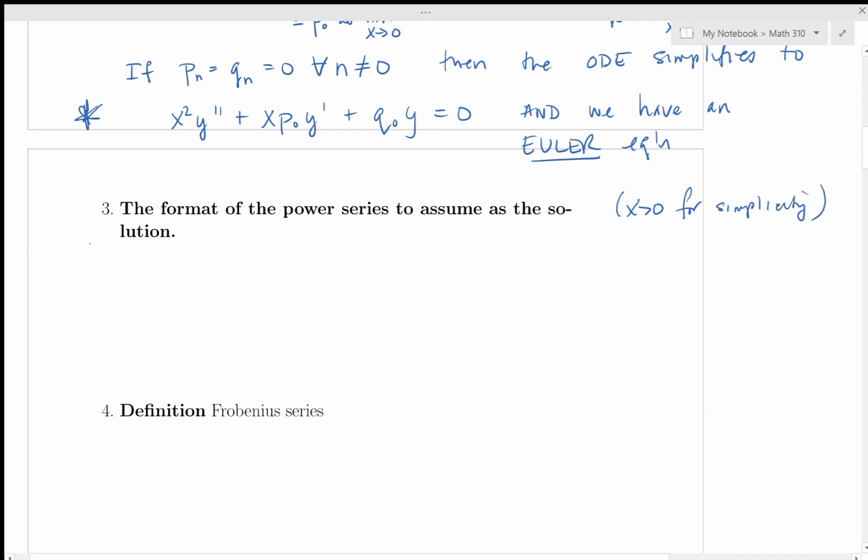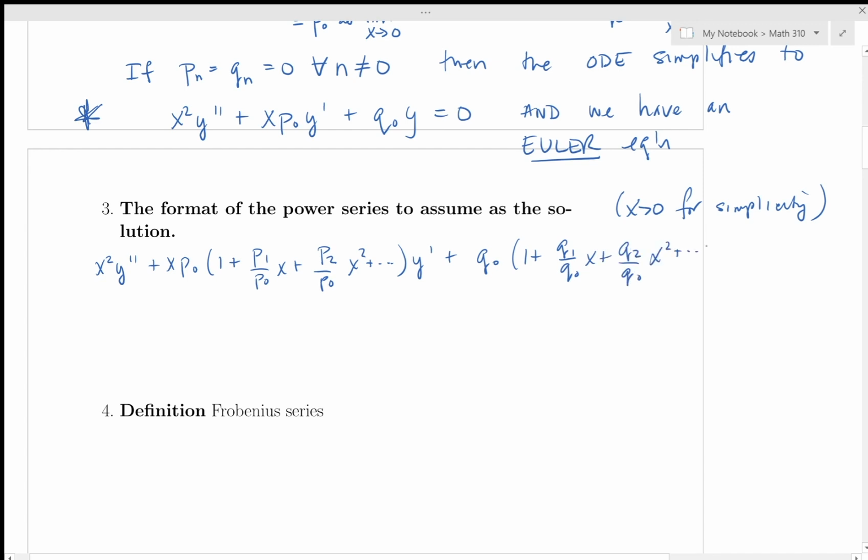So we have our ordinary differential equation. It looks like this. And I'm simply factoring out the p naught. It looks like this. And similarly, I will factor out the q naught. And I will have this q1 over q naught x plus q2 over q naught x squared plus, keep going, multiplied by y, and that is equal to 0. We have a homogeneous differential equation.